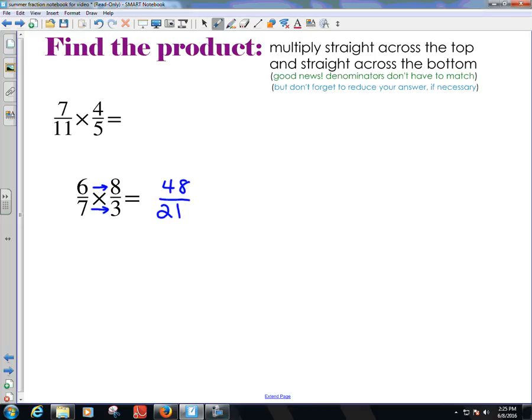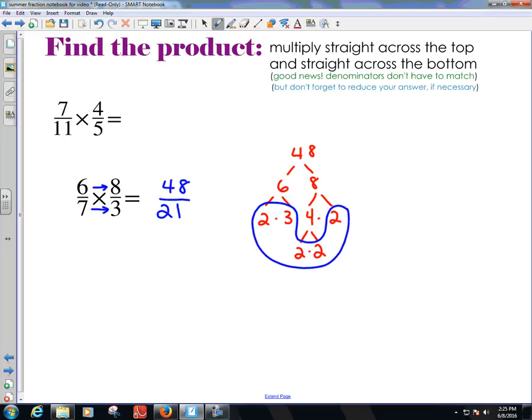So I'm going to come over here and think about 48. 48 is 6 times 8, and that breaks down to 2 times 3, and this is 4 times 2, and that breaks down to 2 times 2. So here's my prime factorization for 48. Now I'm going to do the same thing for 21. 21 is 3 times 7. 7 and 3 are both prime numbers. I'm finished. Well, the one thing that I notice is that 3 and that 3.